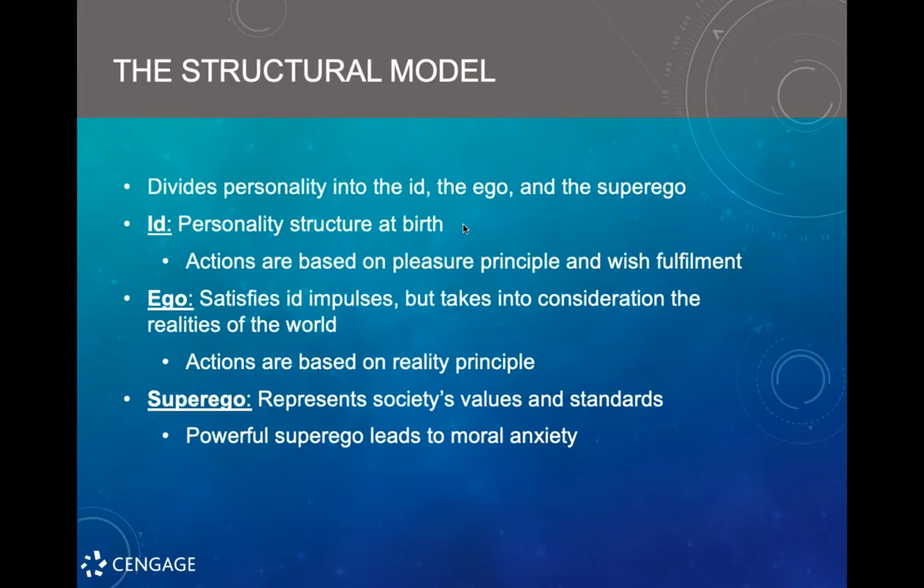So that's the ego part of the person's personality. And then comes the superego, which represents society's values and standards, sort of your moral compass. The main goal of the superego is to prevent moral anxiety, right?